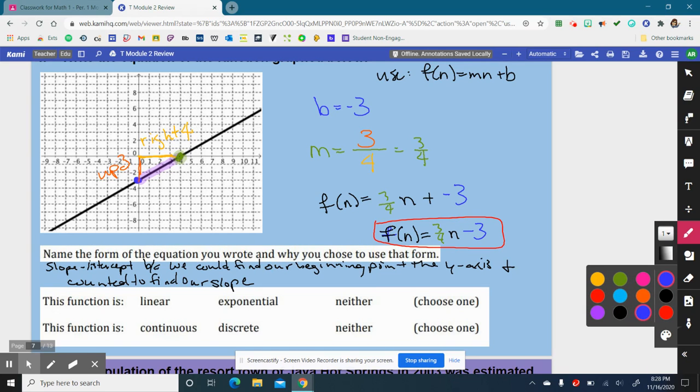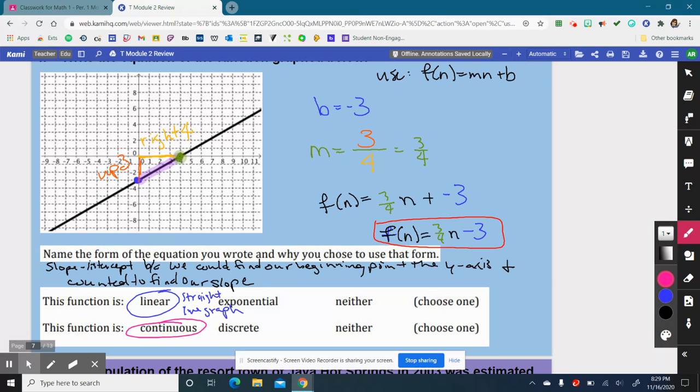All right, so hold up, wait a minute. This graph is a straight line, so that means it's either linear, exponential, neither. Whoop, it's linear because it's a straight line graph. Is this function continuous, discrete, or neither? Hold up. Do we remember this is continuous, right? Because it's a line rather than just dots. Just dots would be discrete.